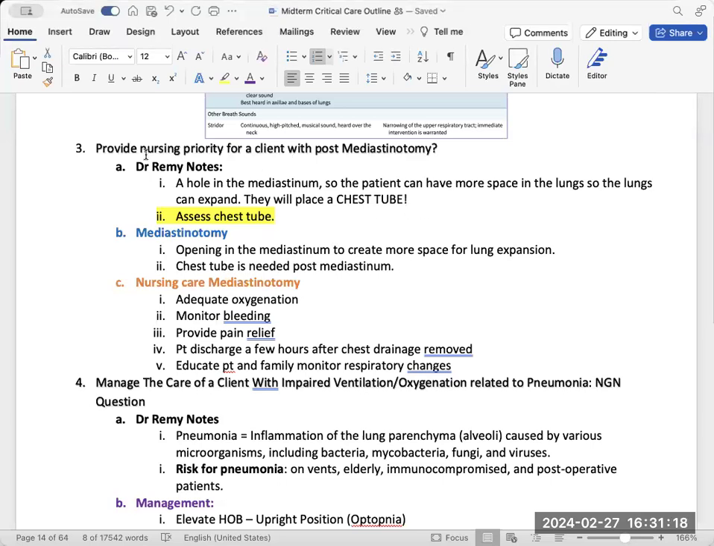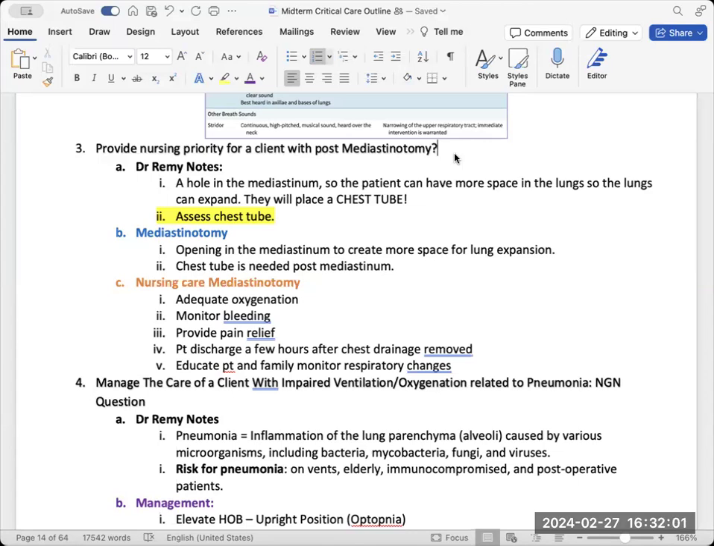So the next question is the nursing priority for a client with a mediastinotomy. I'm terrible at saying things, so we're just going to go with that. It's basically a hole in the mediastinum, so the patient can have more space in the lungs, so the lungs can expand and they can breathe better. Typically after this procedure, they will get a chest tube, and that's what Dr. Remy was putting an emphasis on. So we are going to have to assess for that. We're talking about a chest tube, a hole that was made in the chest area.